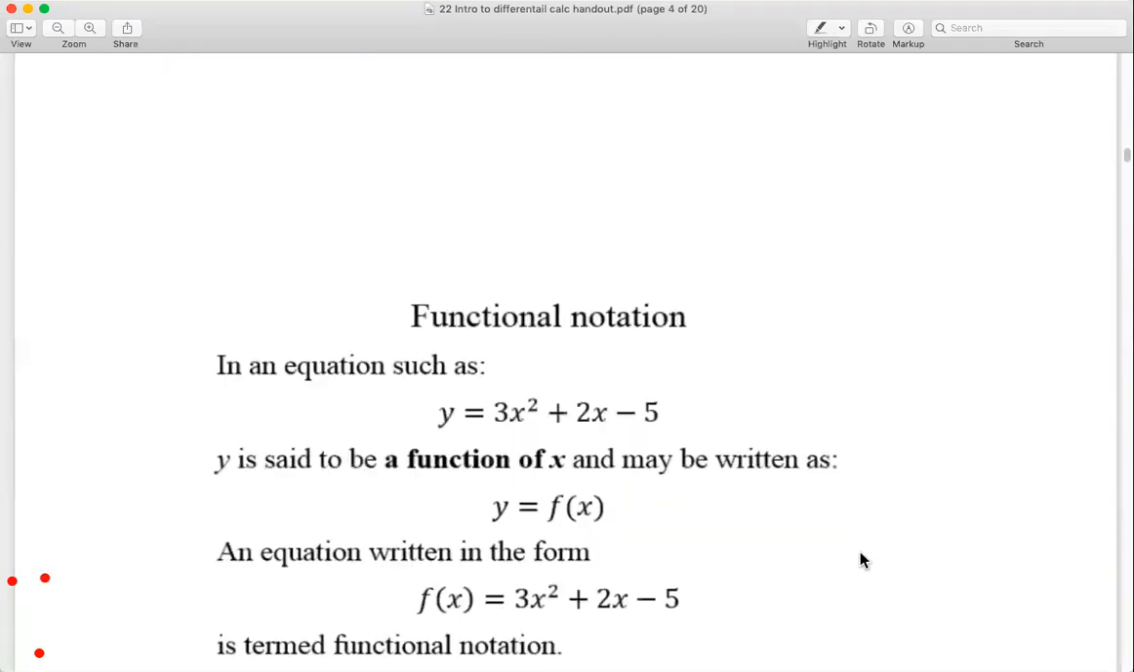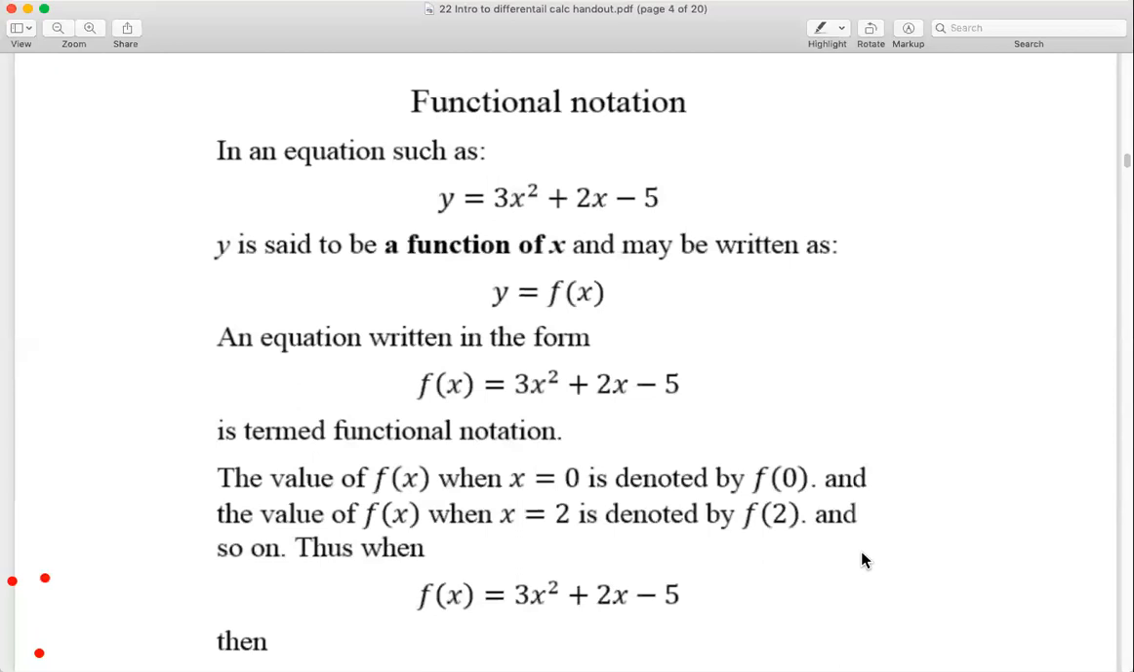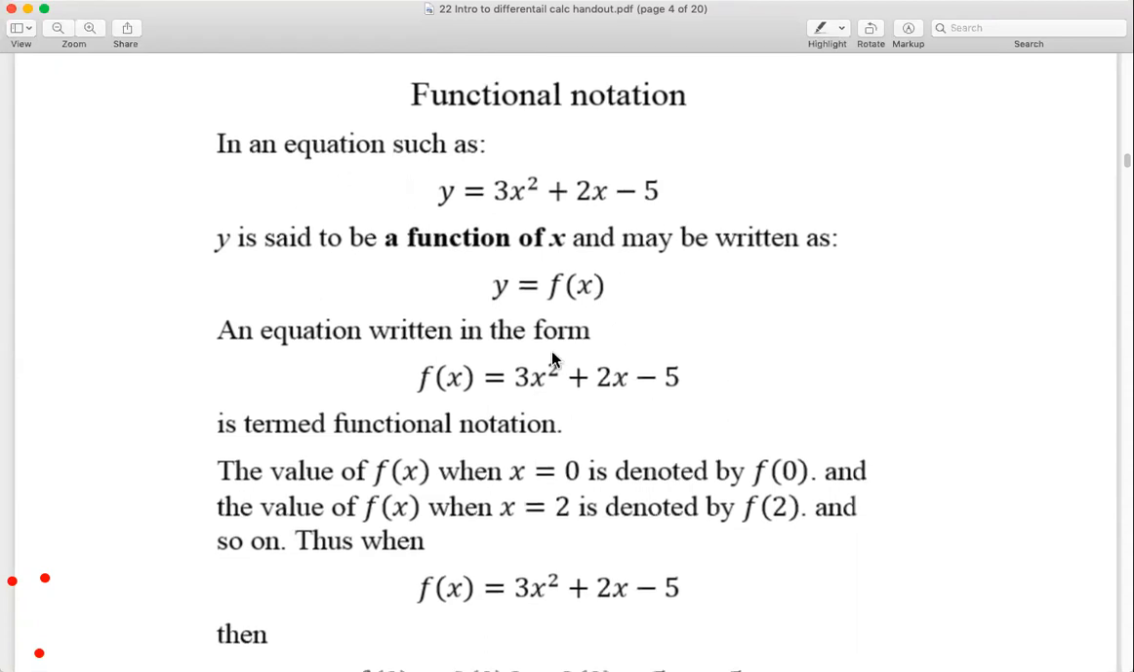So, functional notation. I want to talk to you about that now. If we've got equations such as y is equal to 3x squared plus 2x minus 5, that is a function of x. So y is a function of x. It depends on the value of x according to that function. We can write that in this form here: y is equal to f of x. It's called functional notation, doing it this way.